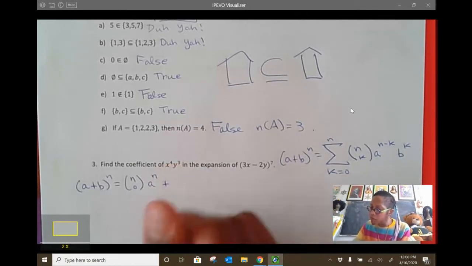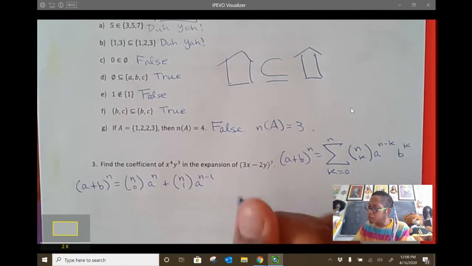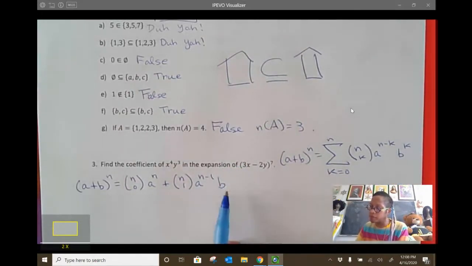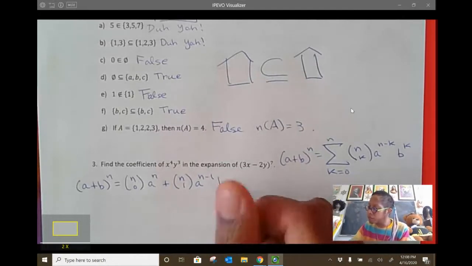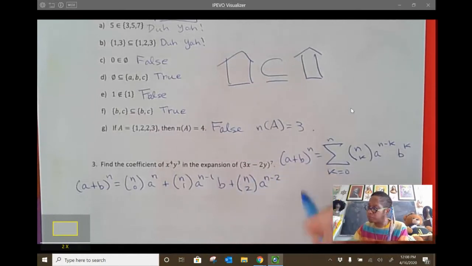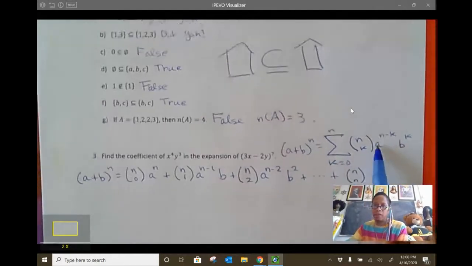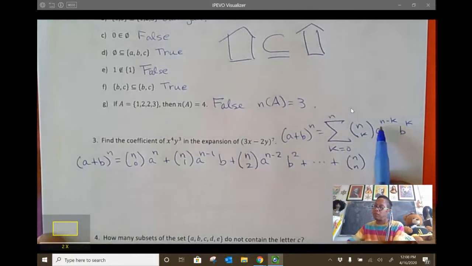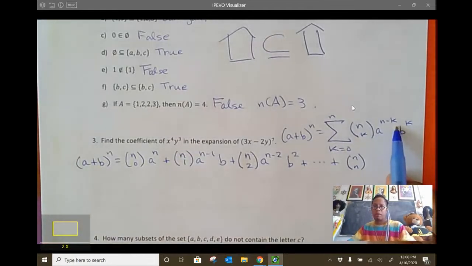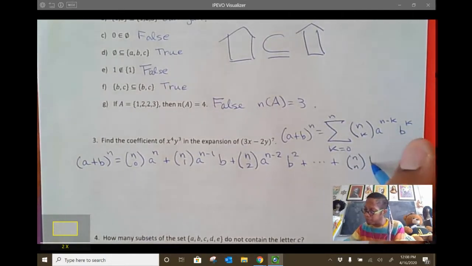And then when k is 1, then I have n choose 1, a to the n minus 1, b to the 1. I won't write the 1 there because it's traditional not to. And then when k is 2, we have n choose 2, a to the n minus 2, b to the 2, and so on, until the last term when k is the number n itself. Then we have n choose n, a to the n minus n, but n minus n is the number 0. So I won't write a to the 0, but b to the n I will write.